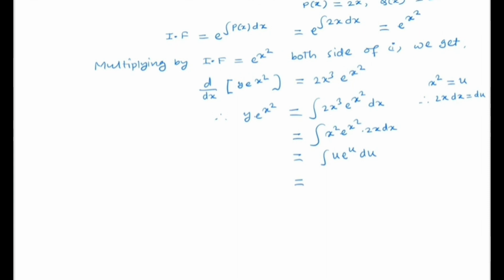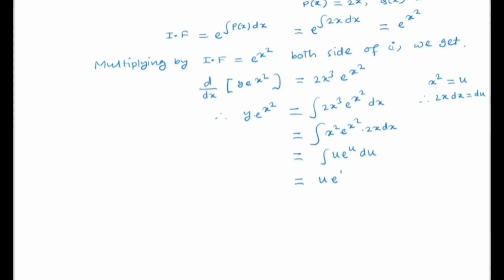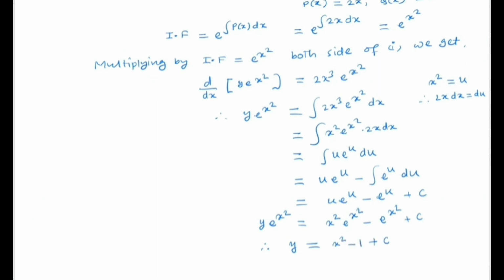Now we need to perform integration by parts. So by doing that, we get u e power u minus the integral of the derivative of u, which is 1, and the integral of e power u, which is e power u, du, which is nothing but u e power u minus e power u plus c. Now what is u? u is nothing but x square. So we have x square e power x square minus e power x square plus c, which is y e power x square. So by simplifying, we get y is equal to x square minus 1 plus c times e power minus x square.